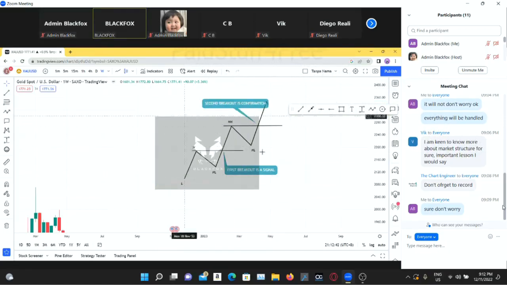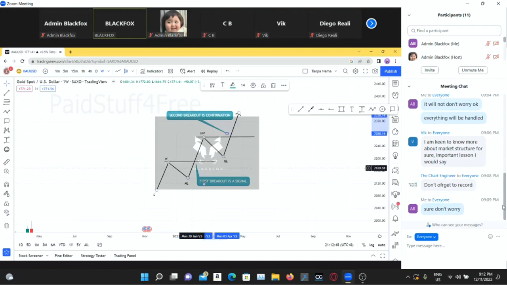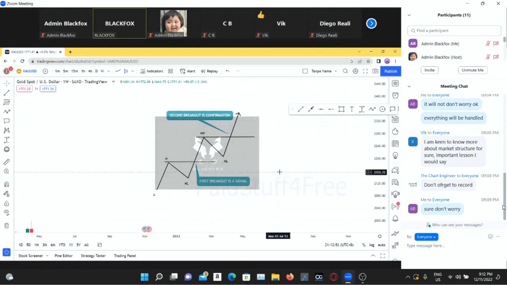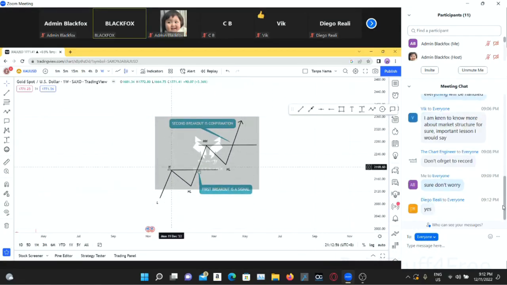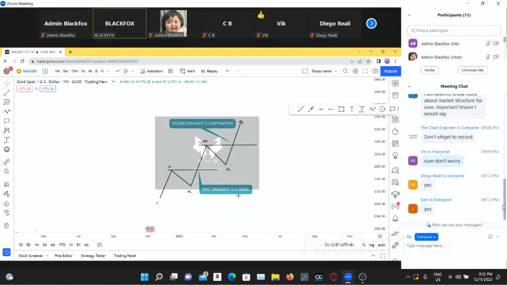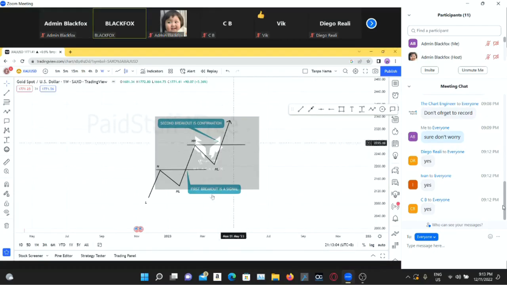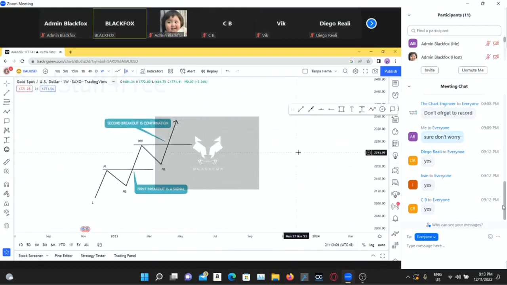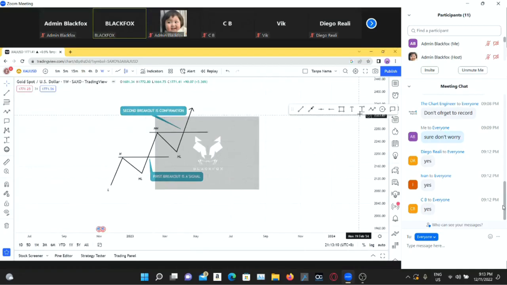Do you guys understand this one? Comment if you understand. If you do not understand, then we try to explain it. But okay, thank you. Sorry, because I'm too weak to speak. So I hope you guys understand. Okay, so this one is for uptrend.